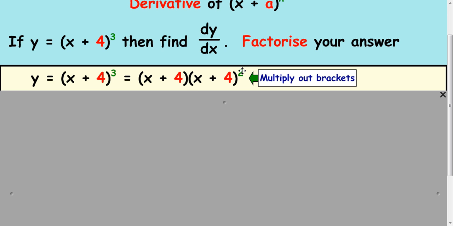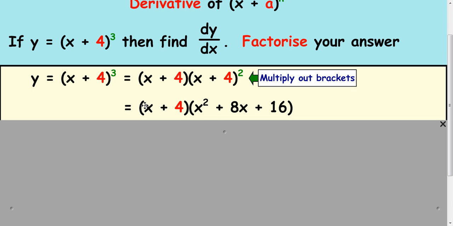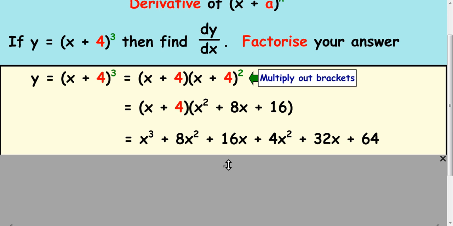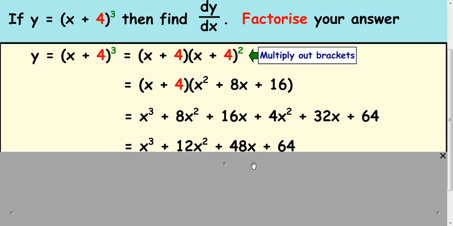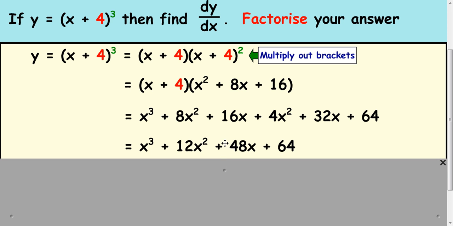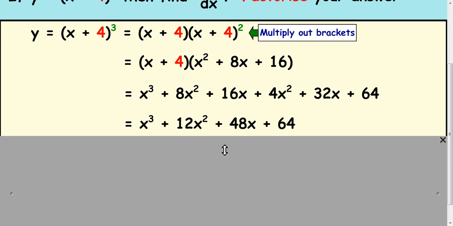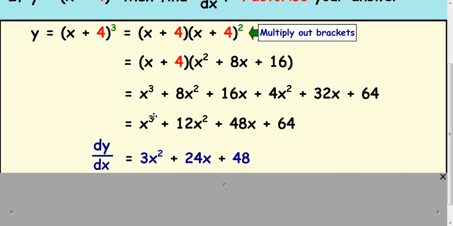You can then multiply the (x + 4) squared out to get x squared plus 8x plus 16. And then you have to times that by x plus 4. So then you have to multiply by x squared, and x times 8x, x times 16, and then 4 times x squared, 4 times 8x, and 4 times 16, which will give you this. If you then tidy that up and bring your 8x and your 4x together and your 16 and 32, it will leave you with that. And then you can differentiate each individual part. So take the 3 down, move it to 2, multiply down, move it to 1, and the 48.